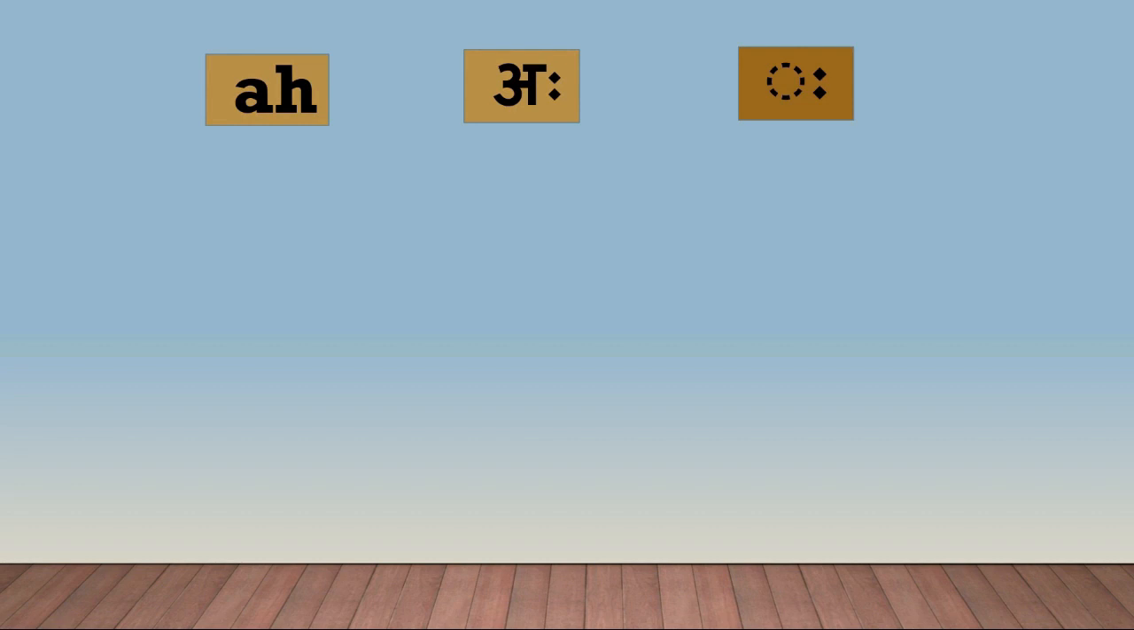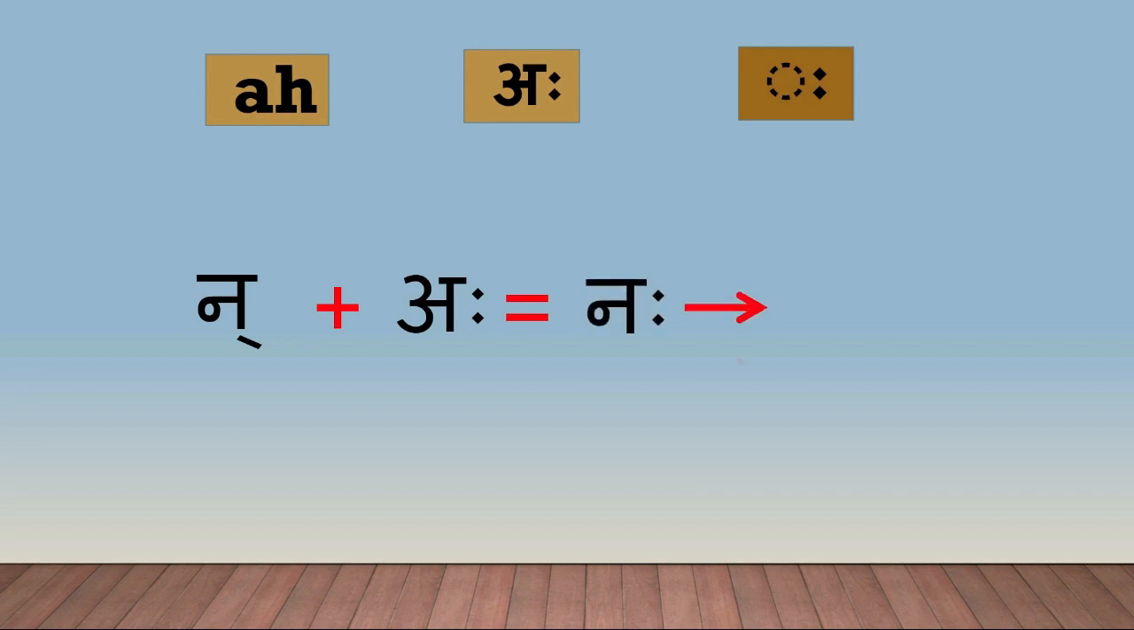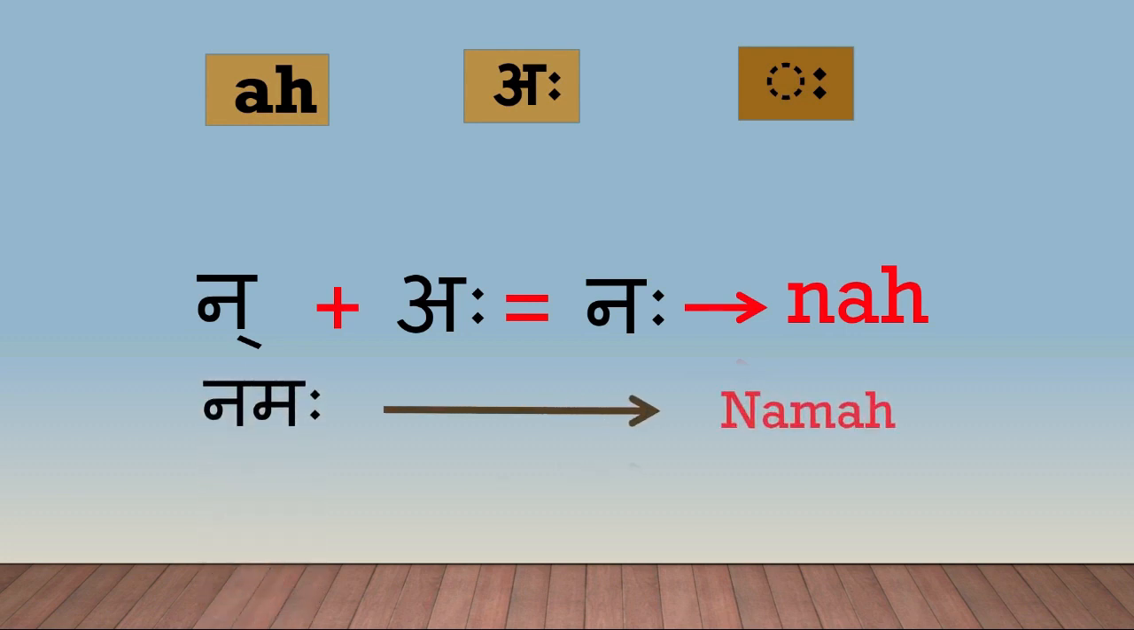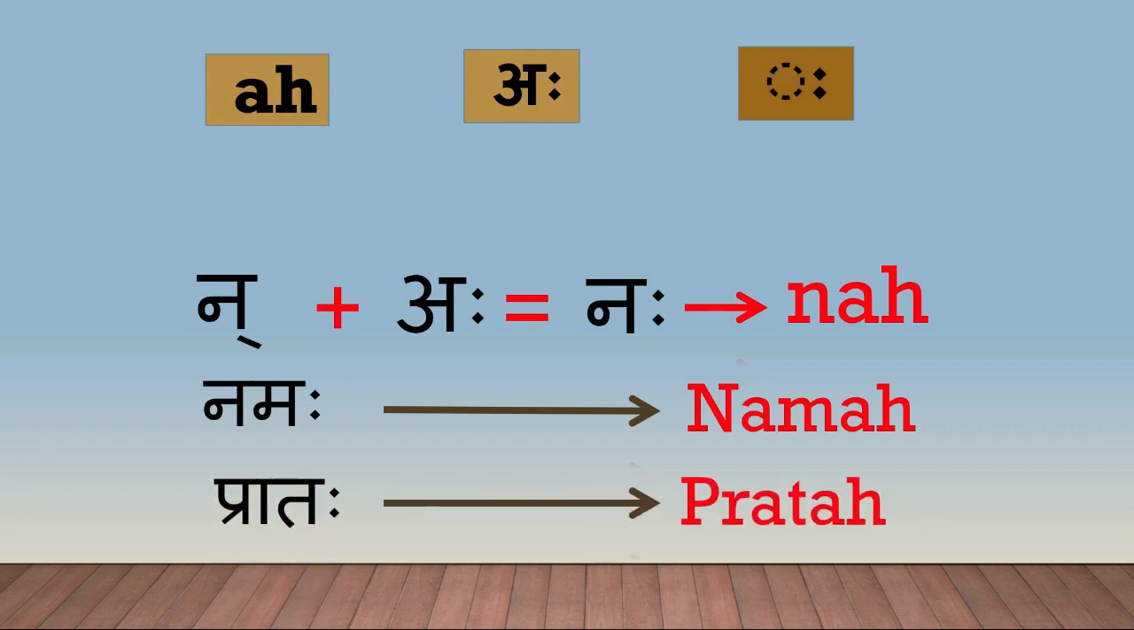And the last one is ah with the sign of ah ki matra. For example, na plus ah, it gives a sound of nah. In English, it's nah. As a word we pronounce as namah. In English, it's namah. Next, pratah. In English, it's pratah. So this is all about vowel signs.